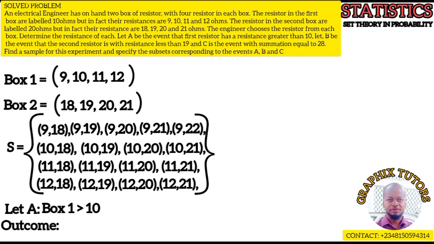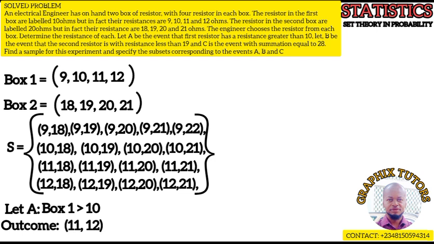When you say something is greater than, you do not start from that thing. If I say greater than 2, it means from 3, 4, 5, 6. If I say greater than 10, it means from 11, 12, and so on. So when you say greater than 10, and in box 1 I have 9, 10, 11, 12, it means I'll cut away from 10 downward, and the outcome remaining will be 11 and 12. So the outcome in box 1 is 11 and 12.